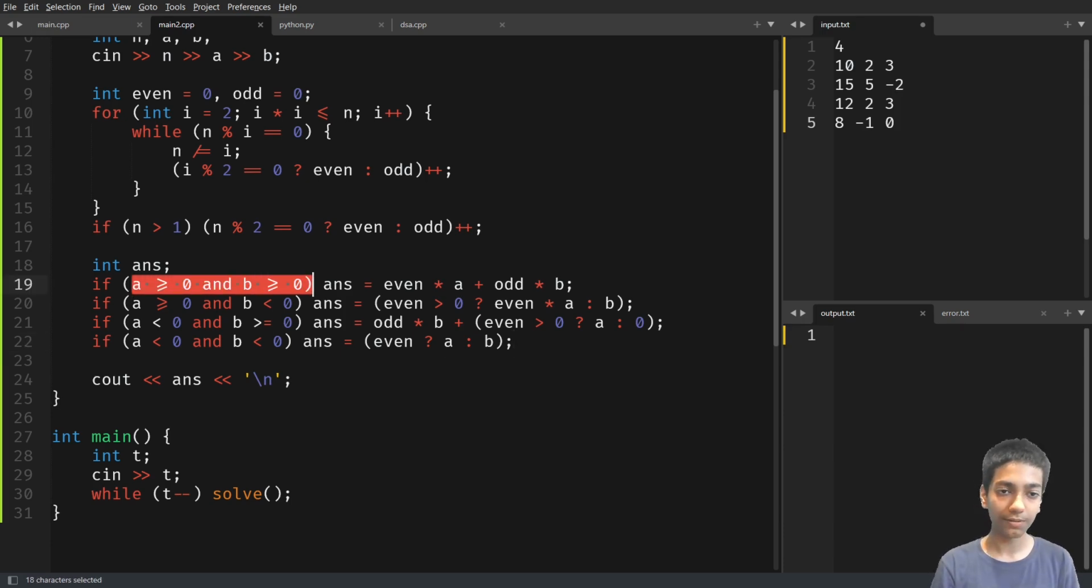If both are positive, right, I say that the answer is equal to even into a, divide it as many number of times. In fact, just follow its prime factorization only. That is, you have even number of factors, each fetches you a points, plus odd number of factors, each fetches you b points.